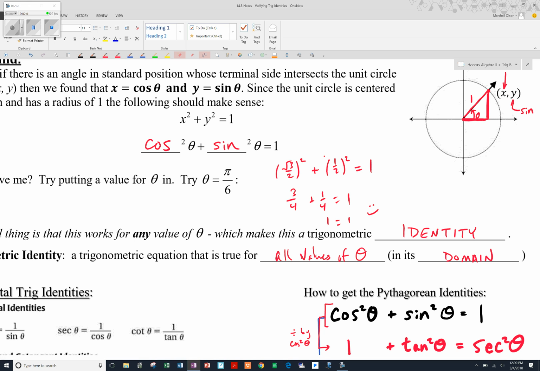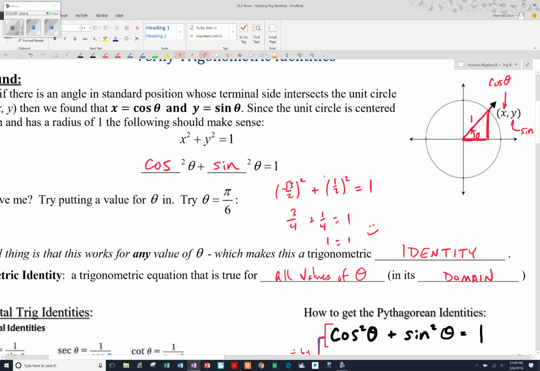So here are what are known as the Pythagorean identities. The first is cosine squared plus sine squared equals 1. And again, this is the one that we listed up above, but I just point out here that because this is addition, it is commutative, so you can flip that around and say that sine squared plus cosine squared equals 1, same thing. To get the other two main Pythagorean identities, what we do is we take that equation and we can divide it either by sine squared or cosine squared.